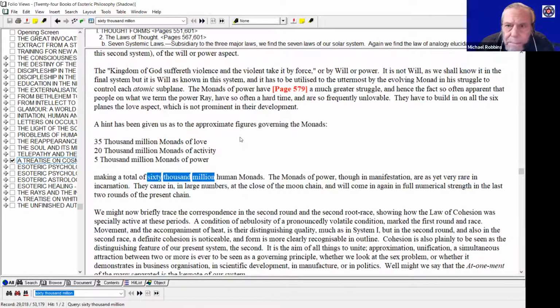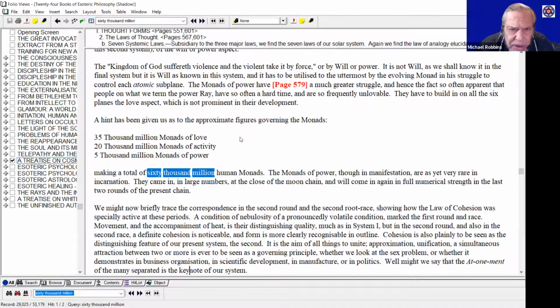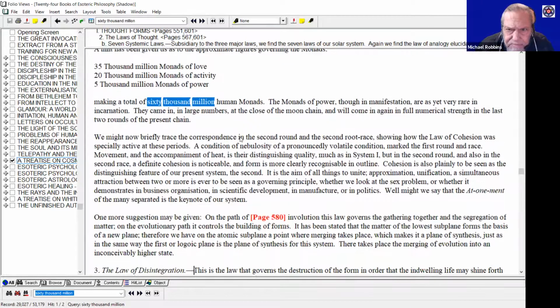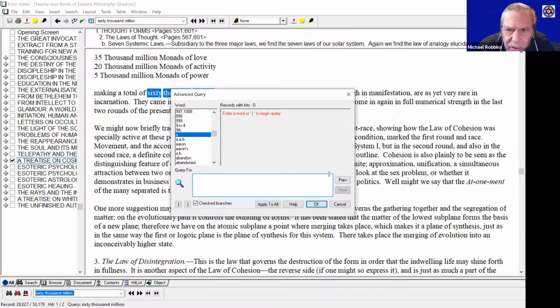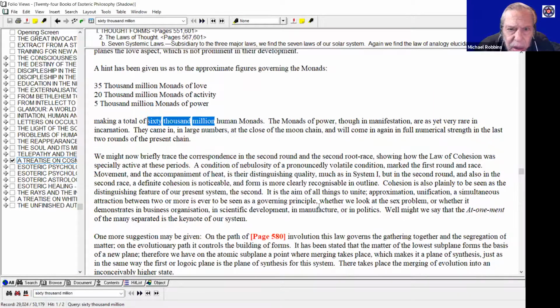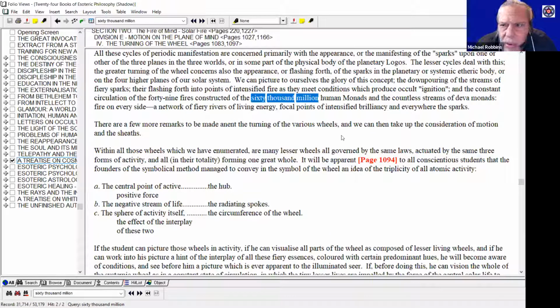Elsewhere, he seems to connect these monads with the solar system. Let's see if I can find one more reference. And here is another reference.